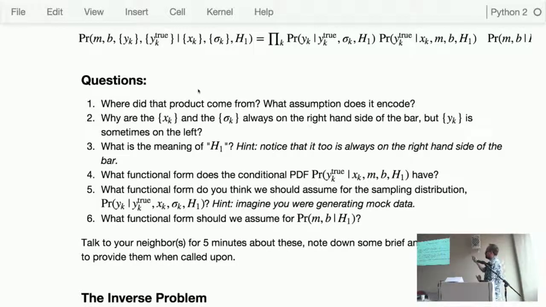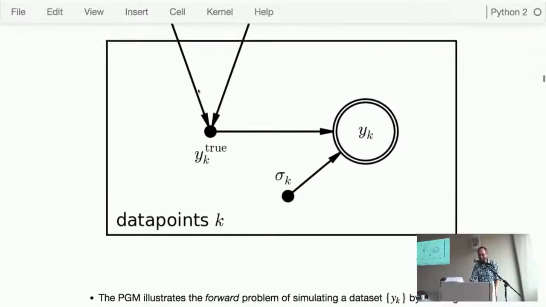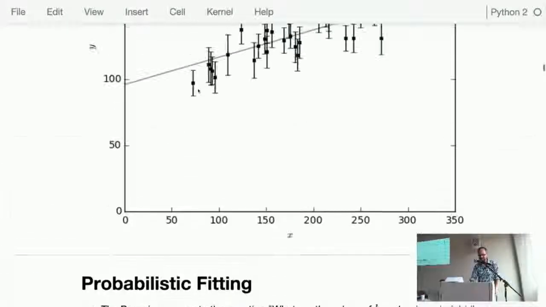What functional form should we assume for P of M and B in this problem? Suggestions? It's a very personal question, this, sorry. But let's probe your inner prejudices. What should we assume for P of M and B? Uniform on B. Uniform on B? Okay, over what range, Sora? You want to see the data again? Minus infinity to infinity. Minus infinity to infinity. Okay, that's adventurous.